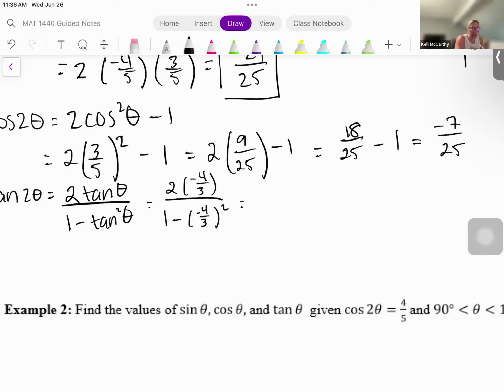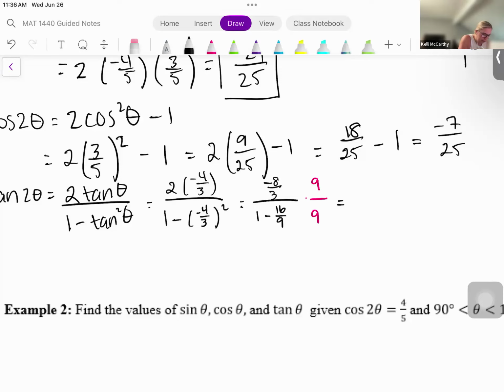Start simplifying this. 2 times negative 4 over 3 is negative 8 over 3, divided by 1 minus, and then negative 4 over 3 squared is going to be 16 over 9. Now, in a previous video, I did show this technique for simplifying a complex fraction by considering the common denominator of all terms. So the denominators in the numerator and denominator are 3, 1, and 9, so that LCD is going to be 9. So if I multiply the numerator by 9 and the denominator by 9, it should clear out that complex fraction.